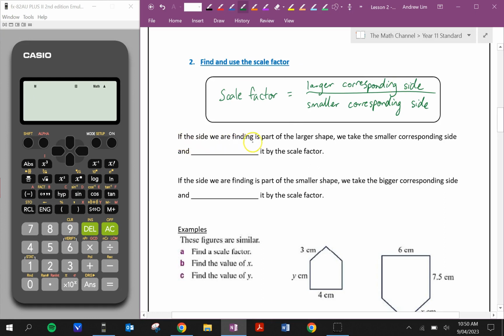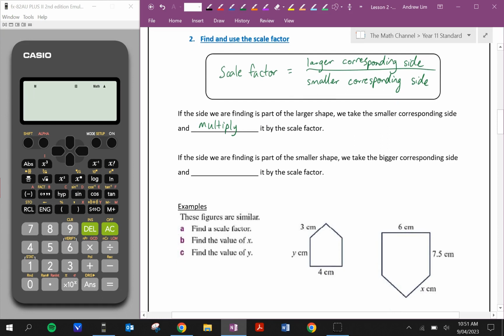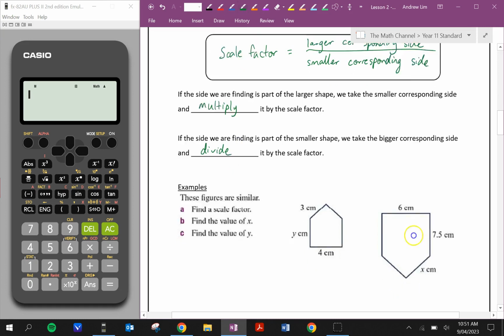If the side we are trying to find is part of the larger shape, we take the smaller corresponding side and multiply it by the scale factor. If the side that we are finding is part of the smaller one, then we take the bigger corresponding side and divide by the scale factor. So let's have a look at some examples.